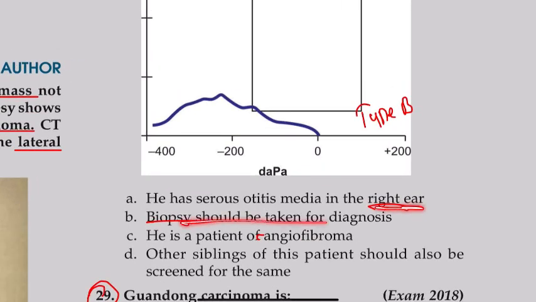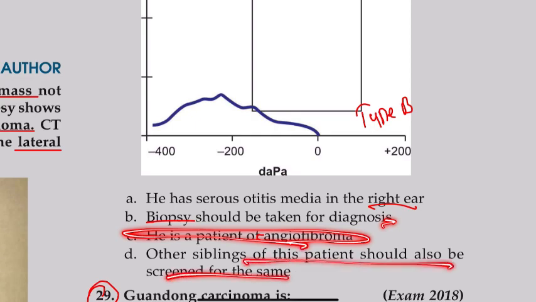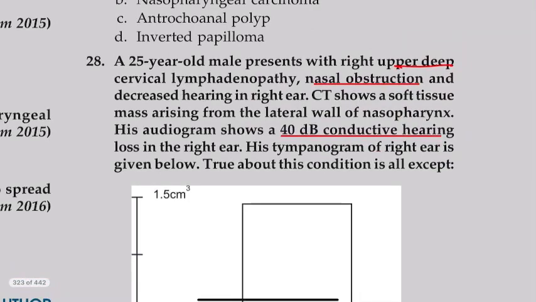Biopsy should not be taken for the diagnosis. Why should biopsy not be taken? Yes, it should not be taken. He is a patient of angiofibroma, because there is chance of spread, right? No, it is not angiofibroma, right? Other siblings of the patient should be screened for the same. Yes, that's right. Genetic factor is also there.